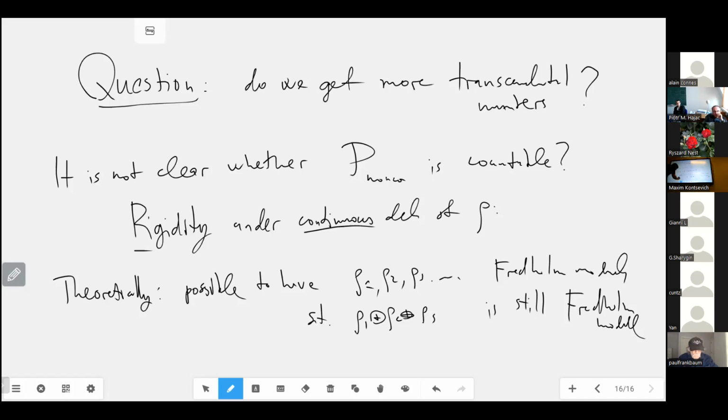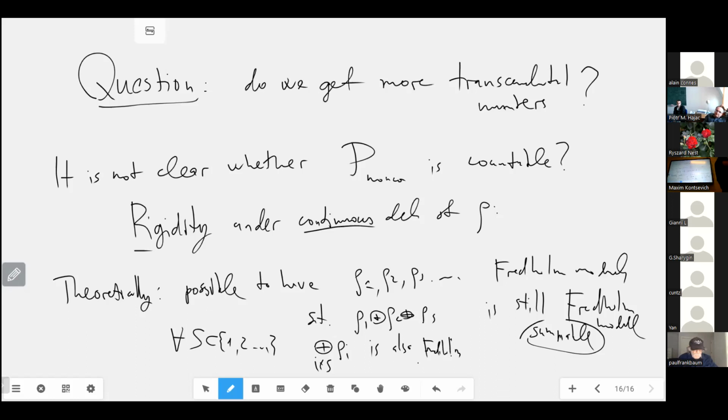Then for any subset of the integers, you take the sum over the R_i from that subset, and it is also a summable Fredholm module. And then you definitely get uncountably many periods, because there are uncountably many subsets. That would be a very unfortunate situation. It would be kind of like wrong numbers. I will later tell you some ideas on how to fight this theoretical possibility.